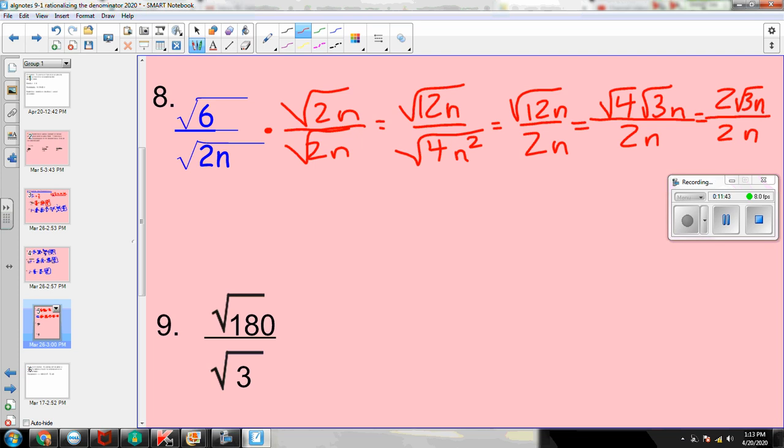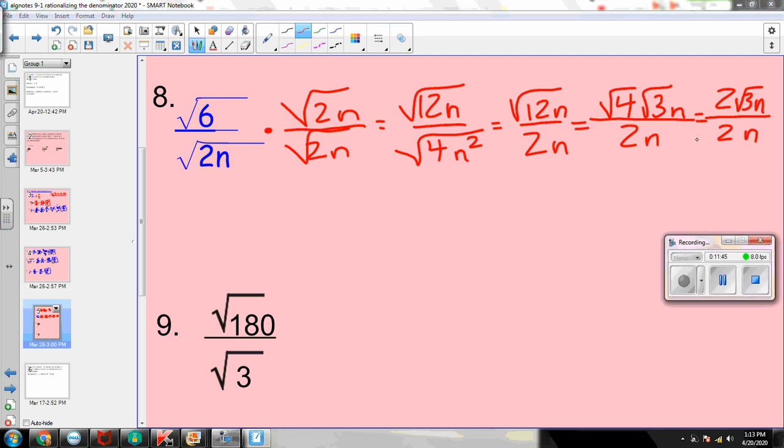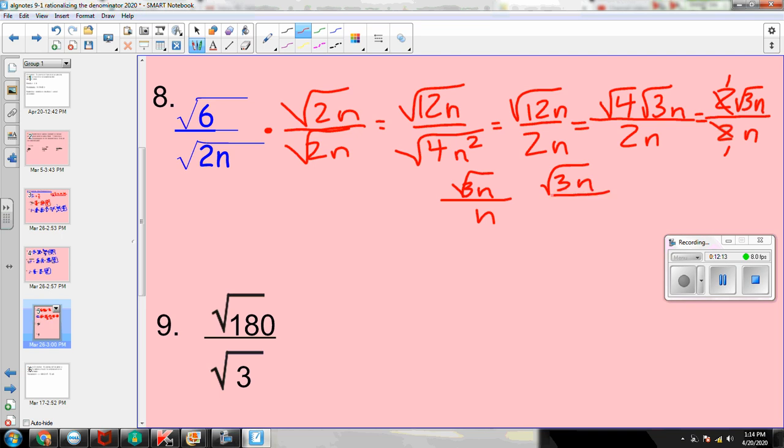Could I simplify any further? Yes, I could. I could cancel these 2's. 2 goes into 2 once, 2 goes into 2 once because they're not under radicals. And then I would have the square root of 3n over n. Could I simplify any further? No, I cannot, because this n is under a radical and this n's not. So my answer is just radical 3n over n.